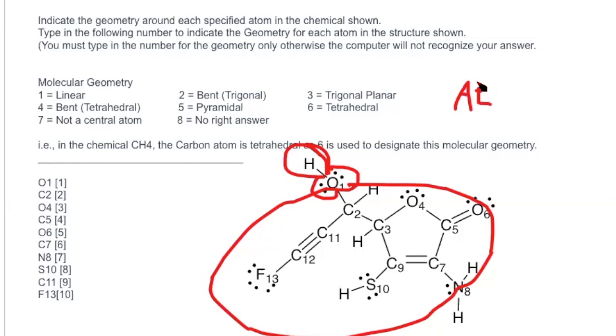Look at the VSEPR rules. Of these 4 regions of electron density, there's 2 bonded atoms at the end. So that's an AB2E2. If you look that up in the VSEPR table, that's a bent geometry. So oxygen 1 would be bent. Let me clear this slate. Okay.